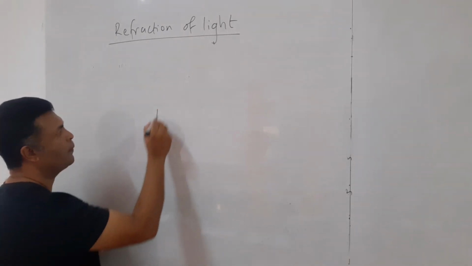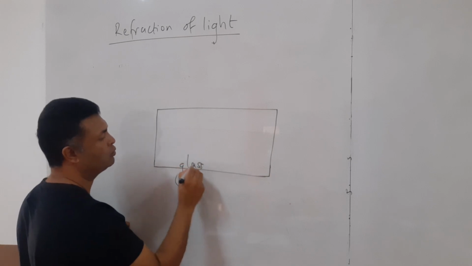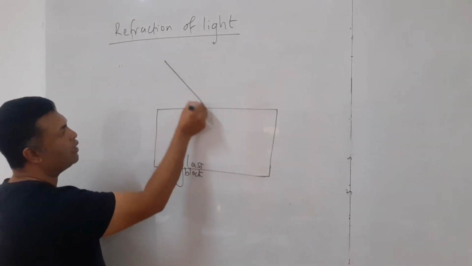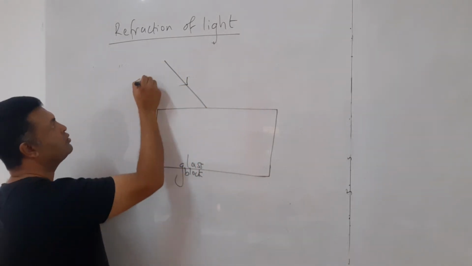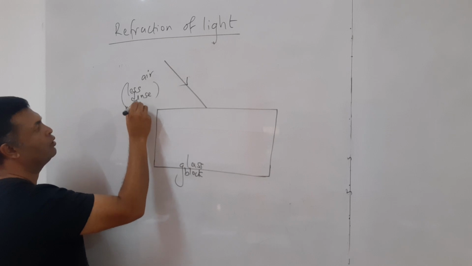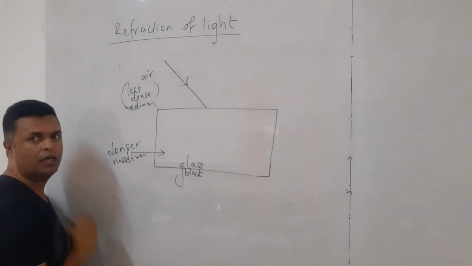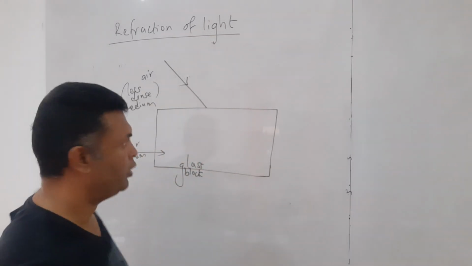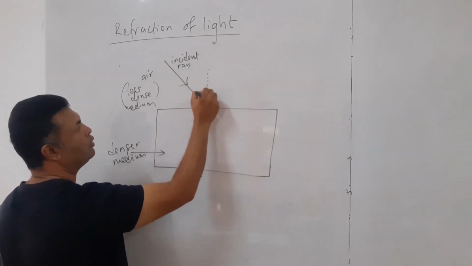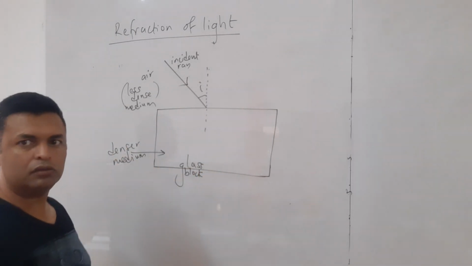So I'm drawing this rectangle representing the glass block. Okay, this is the glass block. I'll be having an incident ray here. So this is glass, this is air. So this one is less dense medium, and the glass here is the denser medium. Now, this is an incident ray. I write here, incident ray. I draw the normal here. This is the incident angle.